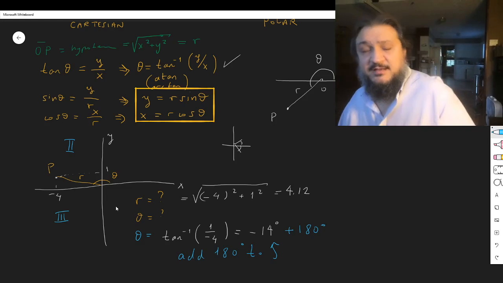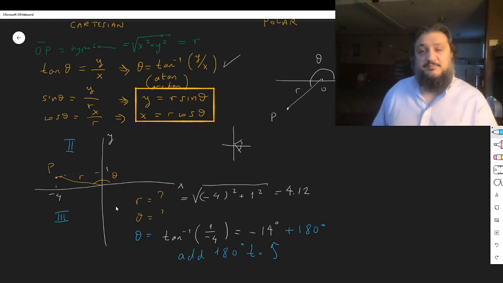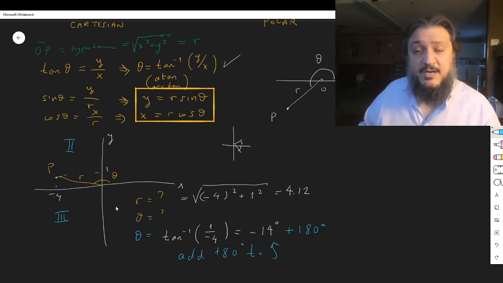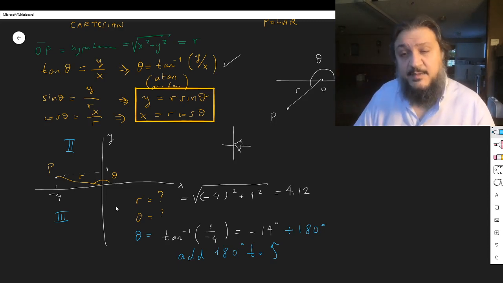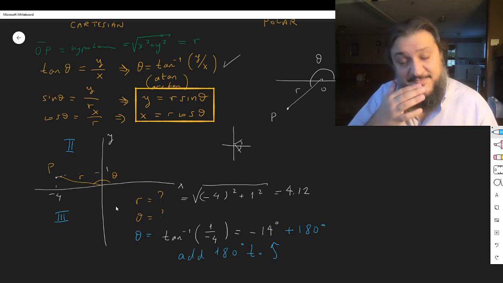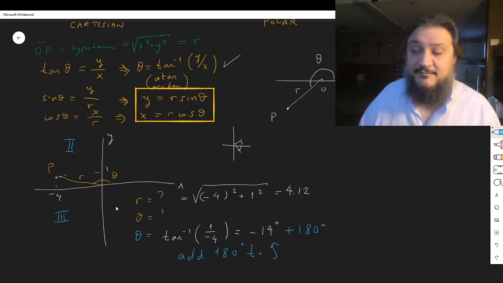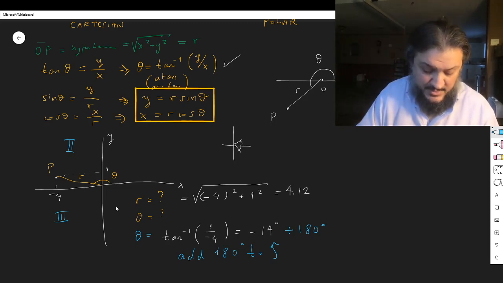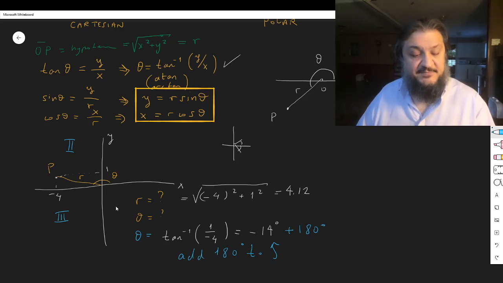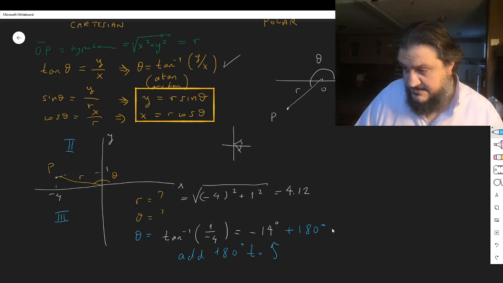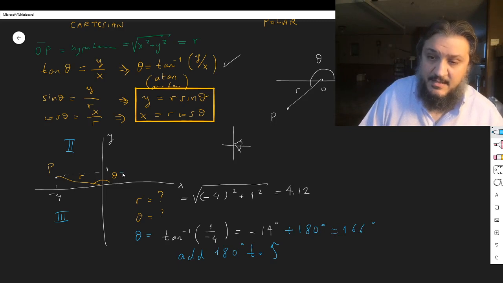Because you're not going to find the arctangent of a negative number. But for 1 and 4, you don't have the problem of adding 180. But for quadrants 2 and 3, forget about the negative part. For quadrants 2 and 3, you have to add 180 by hand. So you add 180 and you get 165.9, so about 166 degrees, and that is indeed our theta.